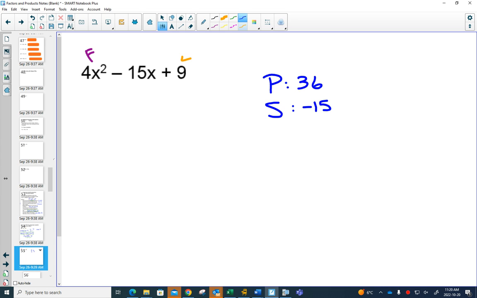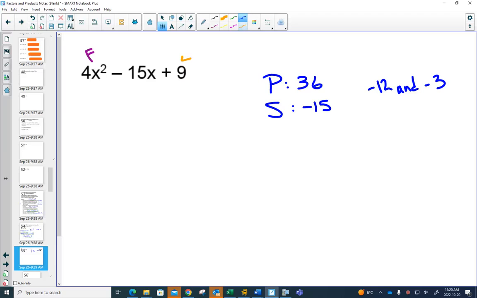So we're looking for a product of 36 and sum of negative 15. What are two numbers that multiply to 36? 6 and 6. Do 6 and 6 make minus 15? No. 12 and 3. Negative 12 and negative 3. Nice. That's right. Does that multiply to positive 36? Yes. Does it add to negative 15? Yes. Okay, so sometimes it's great.